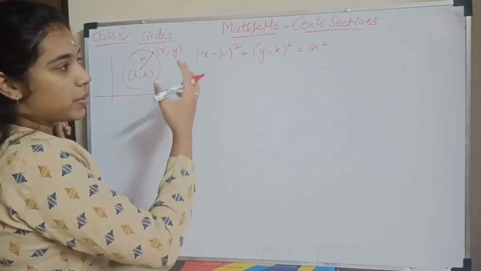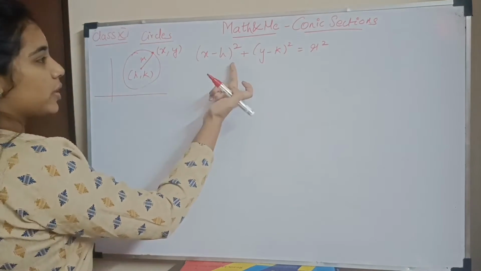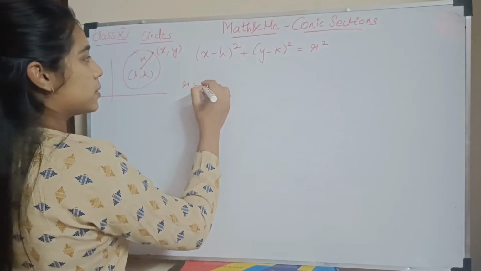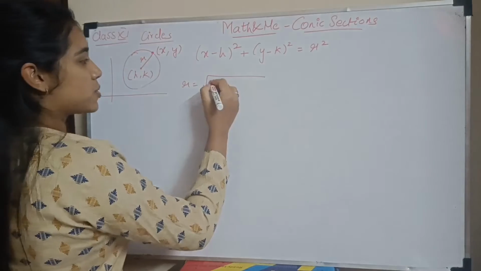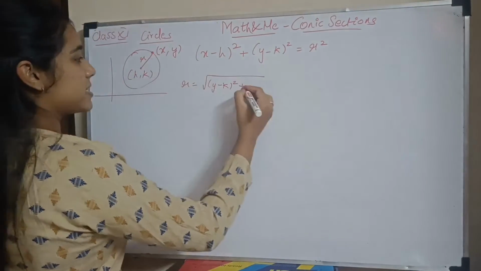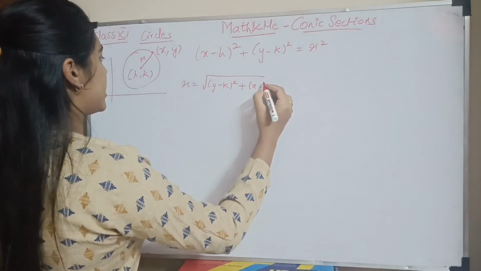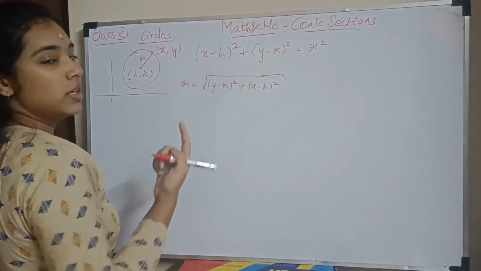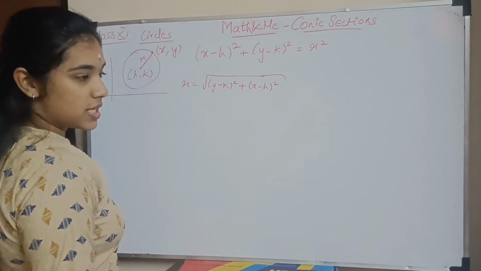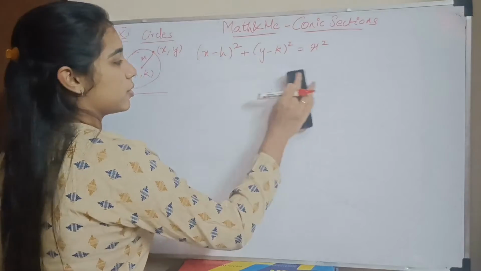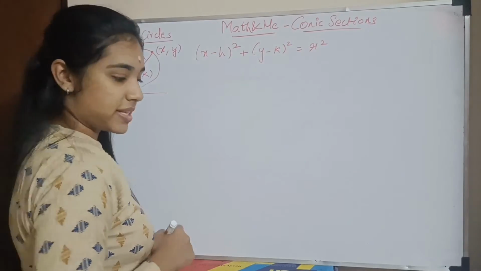I'm not going to explain all the proofs, but basically you get this by using the distance formula. The distance formula is r equals root of (y2 minus y1) the whole square plus (x2 minus x1) the whole square. Squaring on both sides, by using the distance formula that you learned in straight lines, you get the desired equation. Now let's solve some example questions.